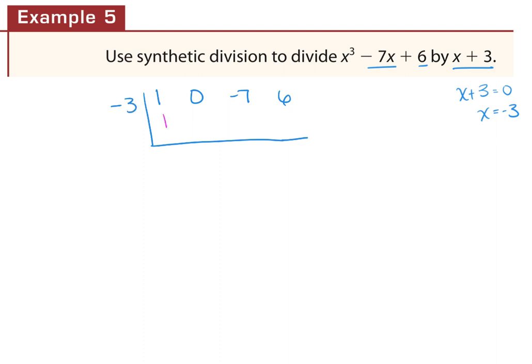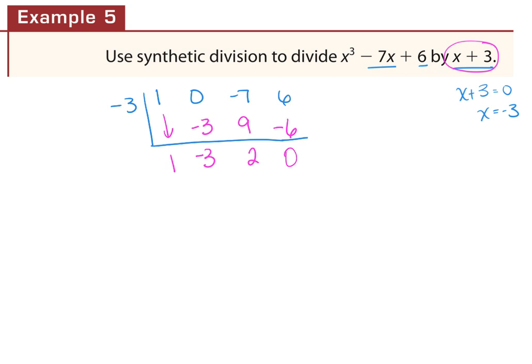I'm going to add down 1 and 0 gives me 1. -3 times 1 gives me -3. 0 and -3 gives me -3. -3 and -3 gives me +9. -7 plus 9 gives me +2. -3 times 2 gives me -6. Remainder of 0. What does that tell me about this, by the way? It tells me it is a factor, okay?